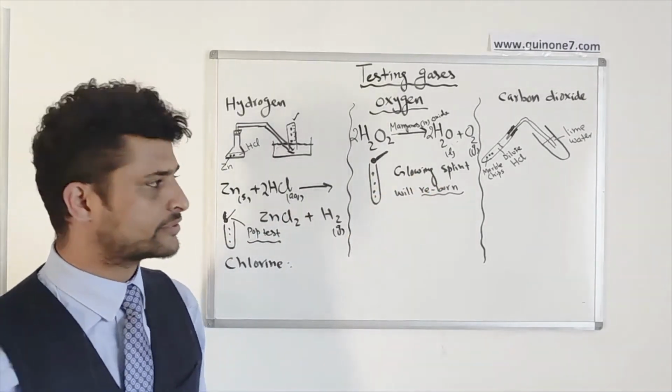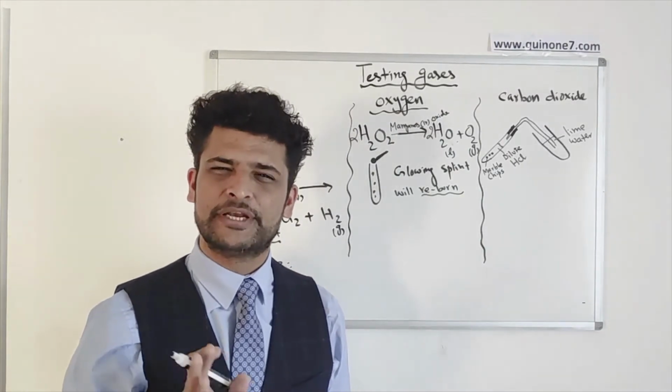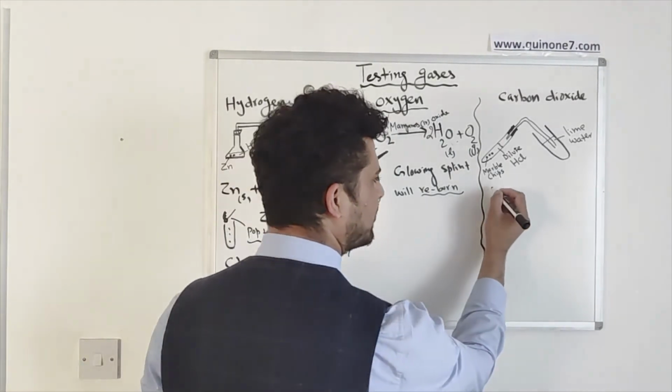The third one is carbon dioxide. Let's have a look at the carbon dioxide. Carbon dioxide can be produced by reacting the carbonates with any acid. So let's take an example of calcium carbonate.